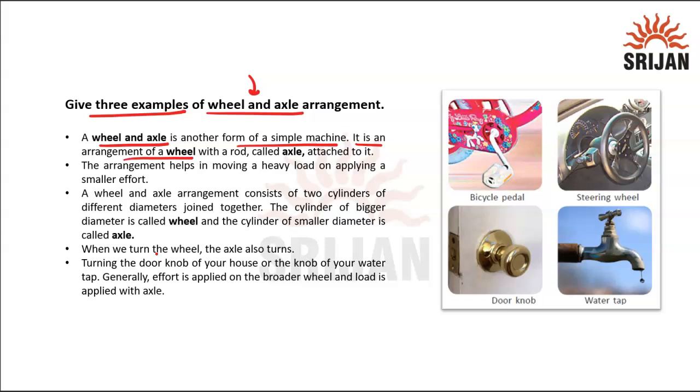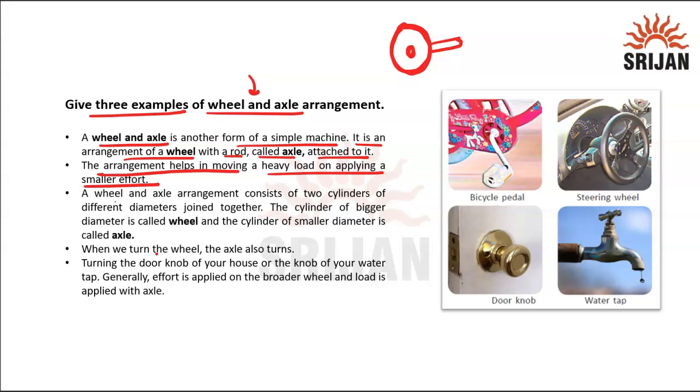It is an arrangement of a wheel with a rod called an axle attached to it. So it's like you have this wheel, okay? Let's say this is a wheel, and to this there is a rod attached at its center, and that's how it works. Now the arrangement helps in moving a heavy load by applying a smaller effort. This is its application, but how are we actually able to do that?